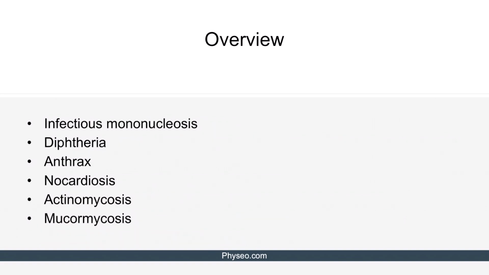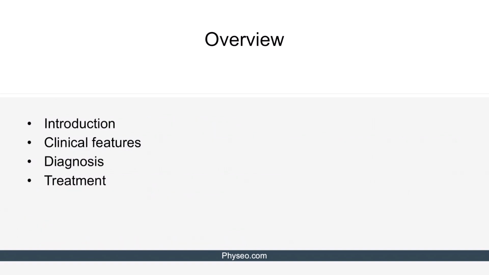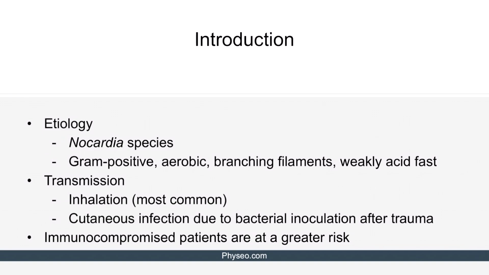All right, now let's move on to nocardiosis. Let's begin with the introduction. Nocardiosis is an infection caused by Nocardia species of bacteria. These are gram-positive aerobic bacteria with branching filaments and are weakly acid-fast.